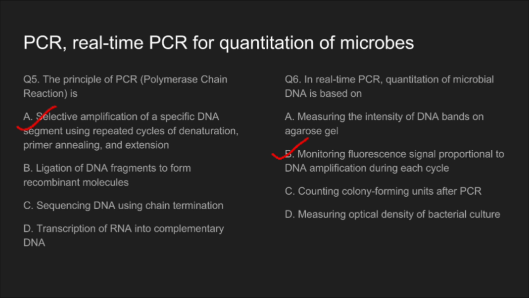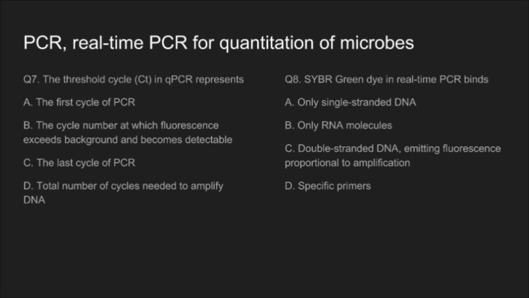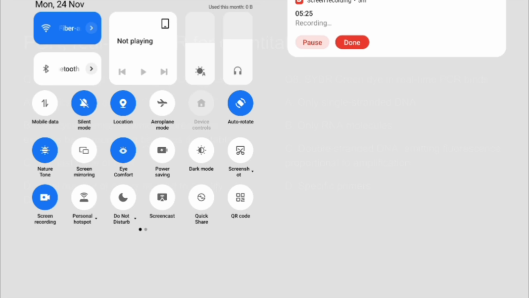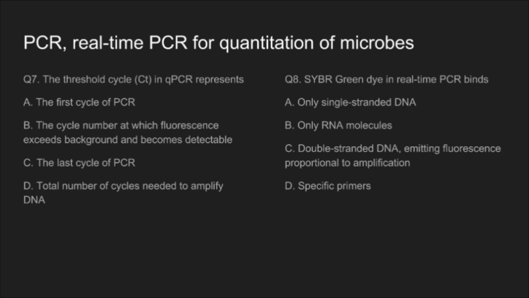Now question 7. The threshold cycle, that is CT, in qPCR, that is quantitative PCR, represents A, the first cycle of PCR, B, the cycle number at which fluorescence exceeds background and becomes detectable, C, the last cycle of PCR, and D, total number of cycles needed to amplify DNA. The correct answer for this question is option B, the cycle number at which fluorescence exceeds background and becomes detectable.